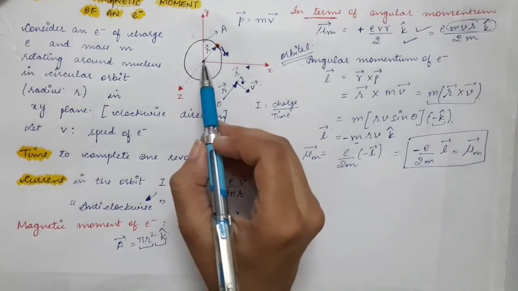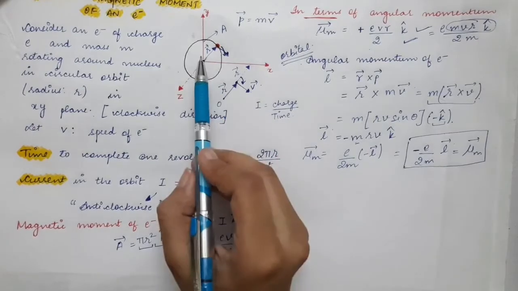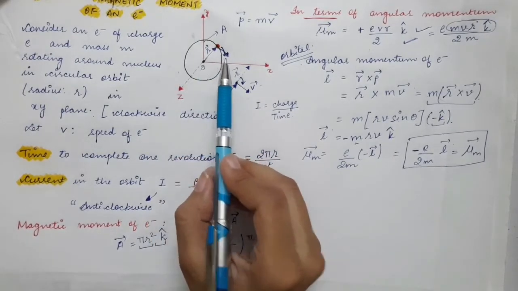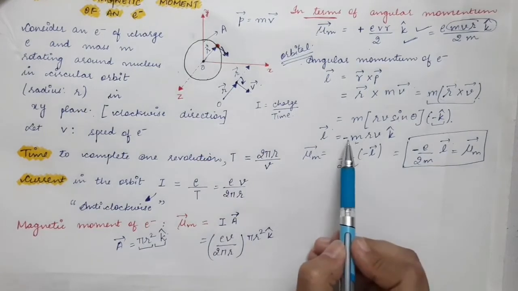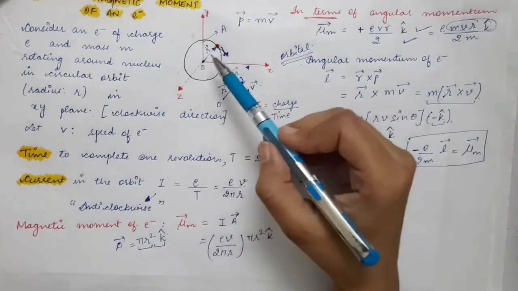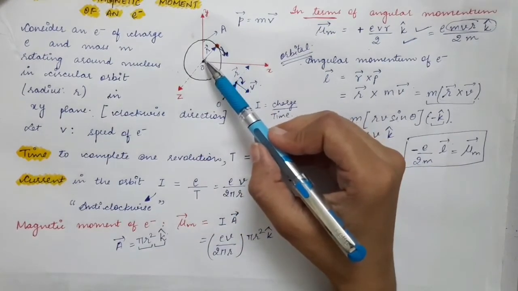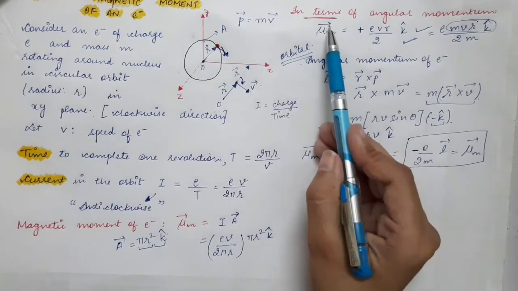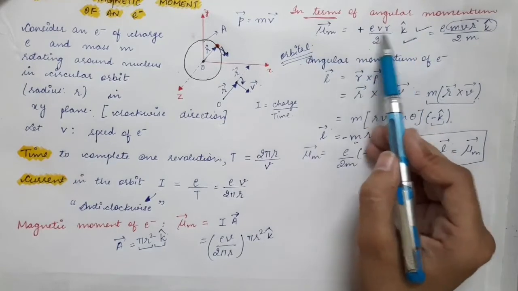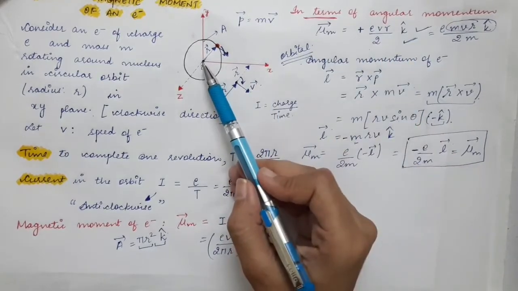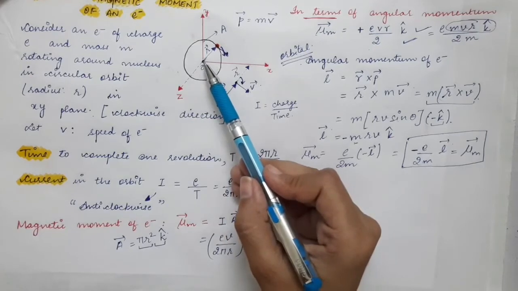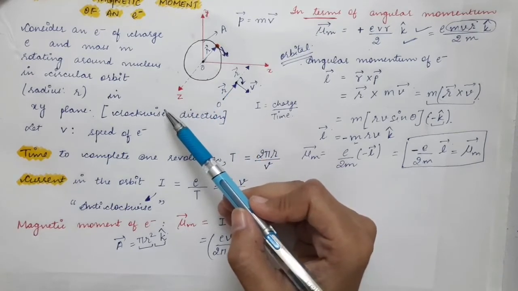So in this particular case, when the electron is revolving in clockwise direction, the L vector was pointing in minus k cap, meaning the L vector is pointing inside the paper, and the mu m vector is pointing along plus k cap, meaning it is pointing towards the observer, or you can say it is pointing outside the paper.